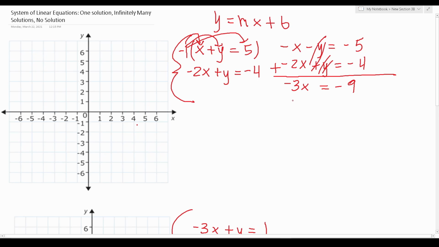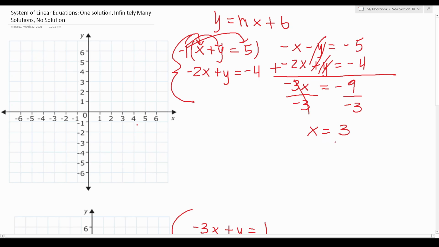All right, to solve for x now, we're just going to divide both sides by -3. This crosses out here, leaving you with x equals -9 divided by -3, which is just +3. Again, a negative divided by a negative is a positive.